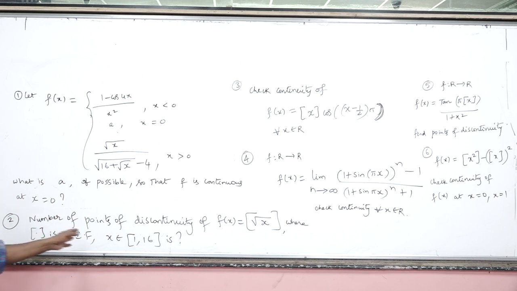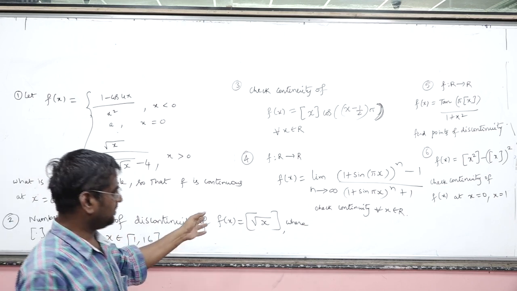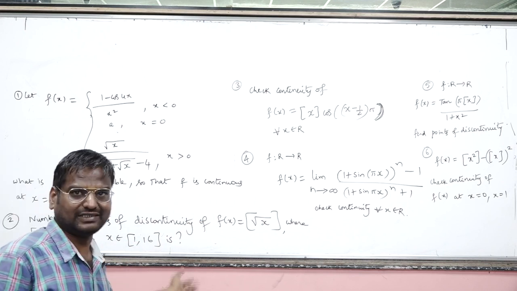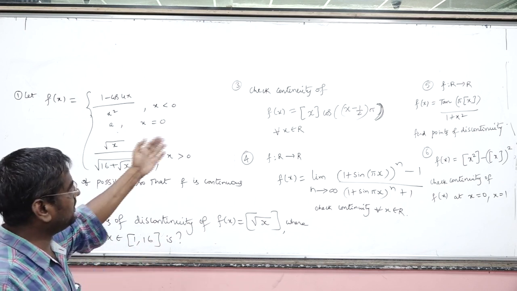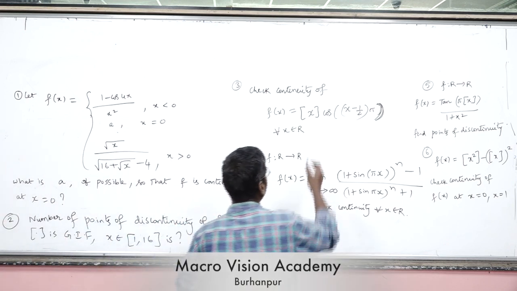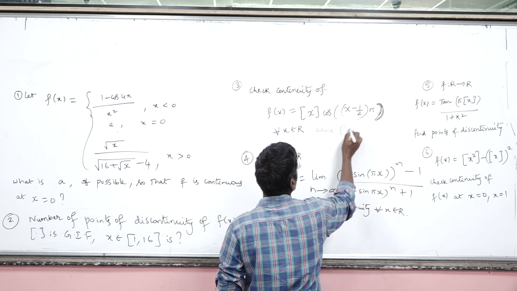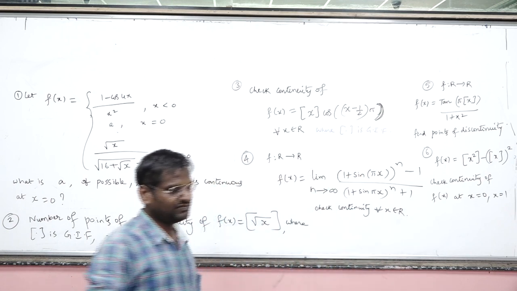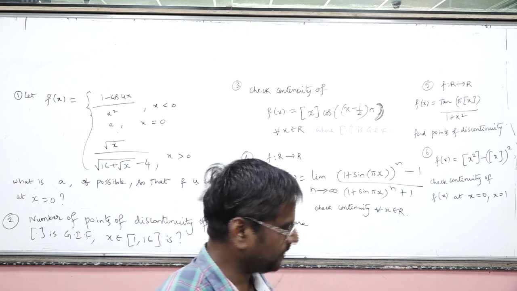Second question: number of points of discontinuity of f of x equal to step of root x, where step is the greatest integer function, x belongs to 1 to 16. Third one: check continuity of f of x equal to step x, which is the step function, into cos of (x minus half) into pi, that is normal bracket.